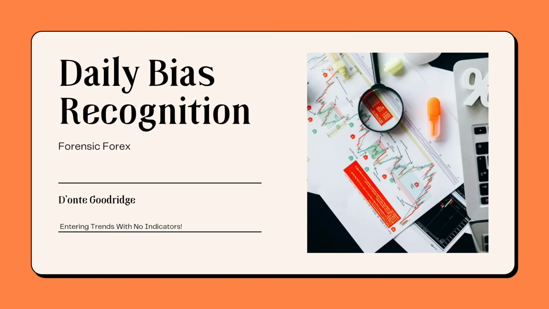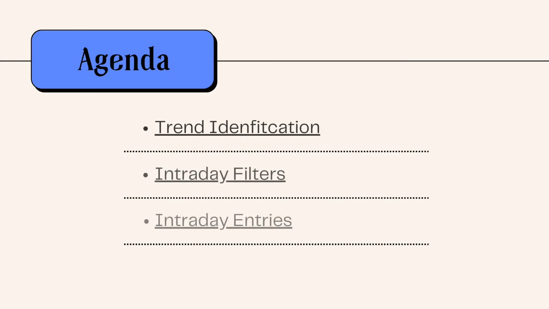This is part 3 of a 3-part series on daily bias recognition. I will discuss a simple approach to getting entries on the lower time frame in the direction of the market trend. Follow along. Today's agenda will be as follows: trend identification, intraday filters, and intraday entries.